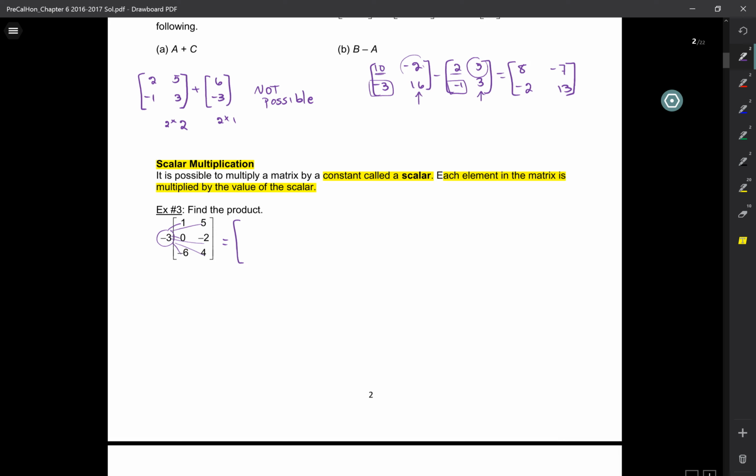So the product here will be negative 3 times 1, negative 3. Going across the row, negative 3 times 5, negative 15. Second row, 0, 6. Negative 3 times negative 6 is 18. Negative 3 times 4 is negative 12. And there you have it. That's all.